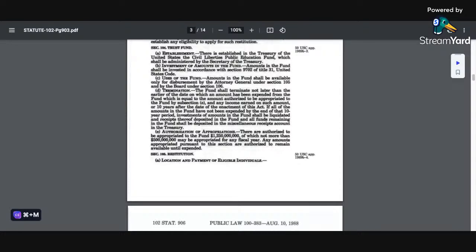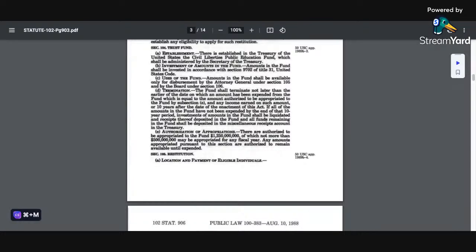B. Investment of amounts in the fund. Amounts in the fund shall be invested in accordance with Section 9702 of Title 31 United States Code. C. Uses of the fund. Amounts in the fund shall be available only for disbursement by the Attorney General under Section 105 and by the Board under Section 106.